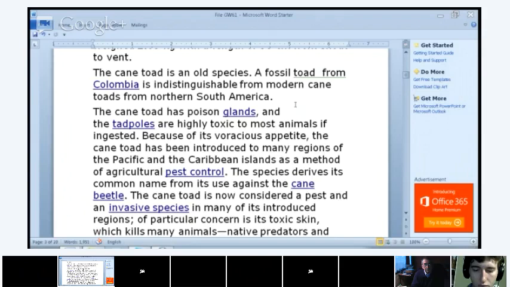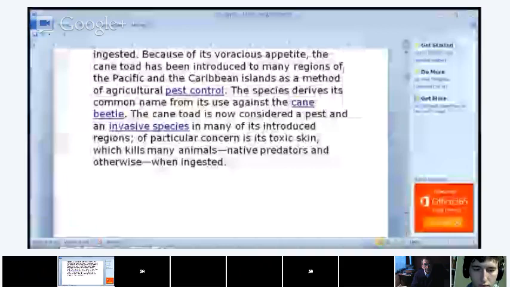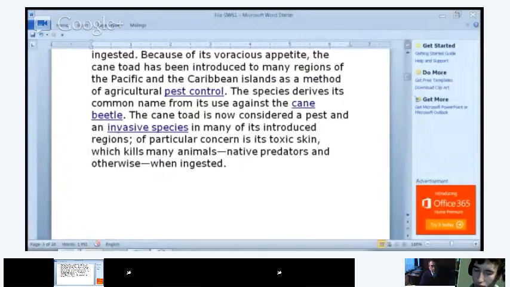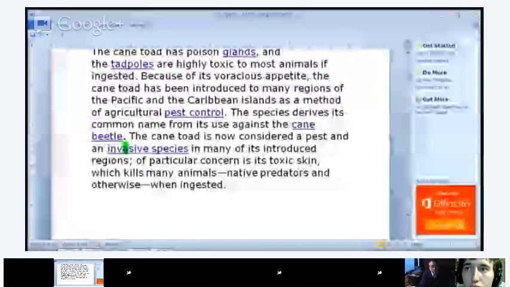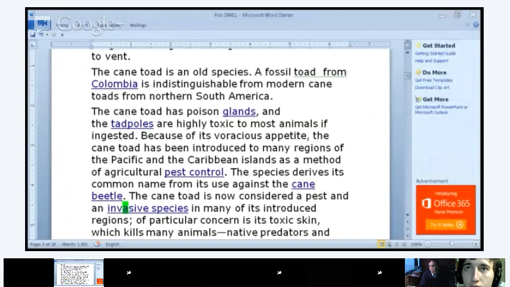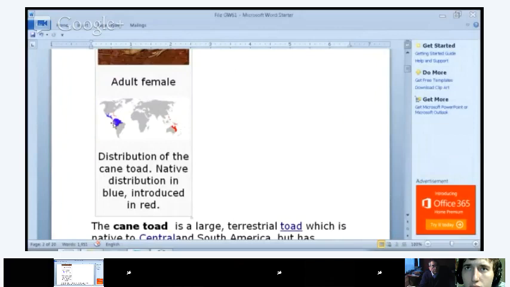The cane toad is now considered a pest and an invasive species in many of its introduced regions. Of particular concern is its toxic skin, which kills many animals, native predators and otherwise, when ingested. Okay, and so how did this toad get to Australia, for example? Could somebody repeat that? They're from Central and South America, but how did the toad get to Australia, for example? Did somebody understand that information?